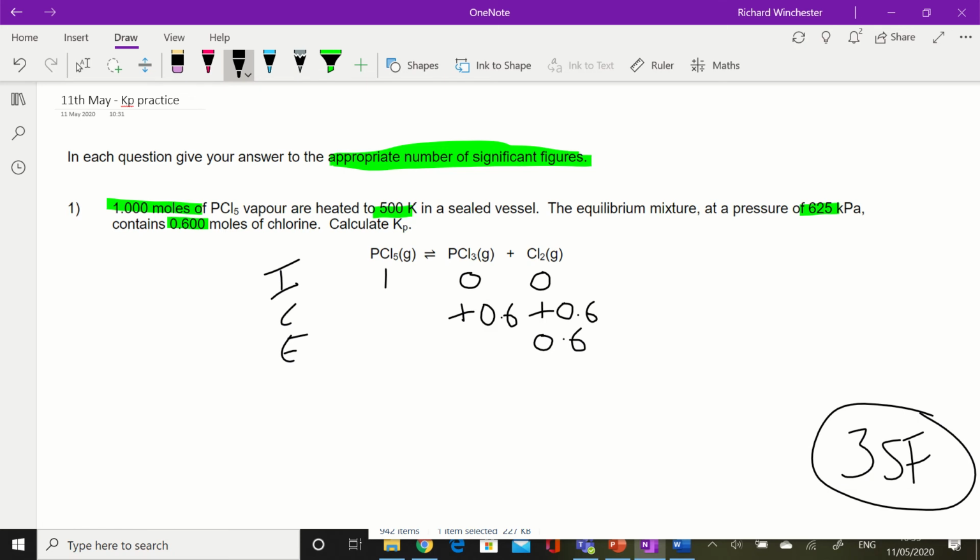Because it's a 1-to-1-to-1 ratio, if PCl3 is increasing by 0.6, PCl5 is decreasing by 0.6. Don't think 0.6 plus 0.6 is 0.12. No, 1 molecule of PCl5 is broken down to make both a molecule of PCl3 and a molecule of Cl2. So this goes down by 0.6, not any other amount. So 0 plus 0.6 for PCl3 is also 0.6 at equilibrium moles. And PCl5, 1 minus 0.6 is 0.4. So I've got my equilibrium moles, perfect. So I'm on my way to being able to get Kp.